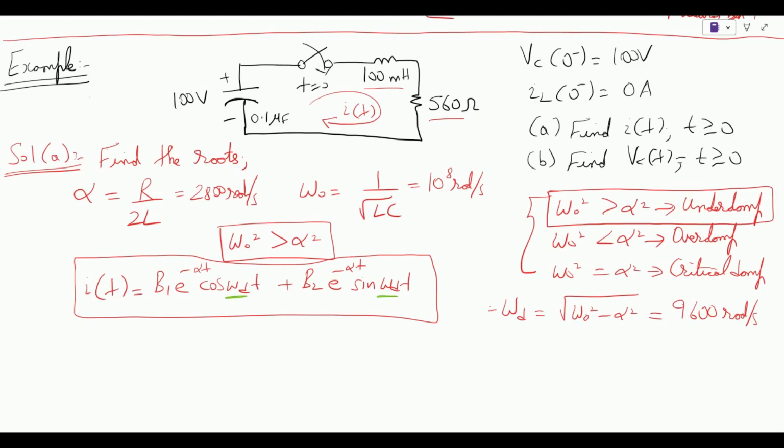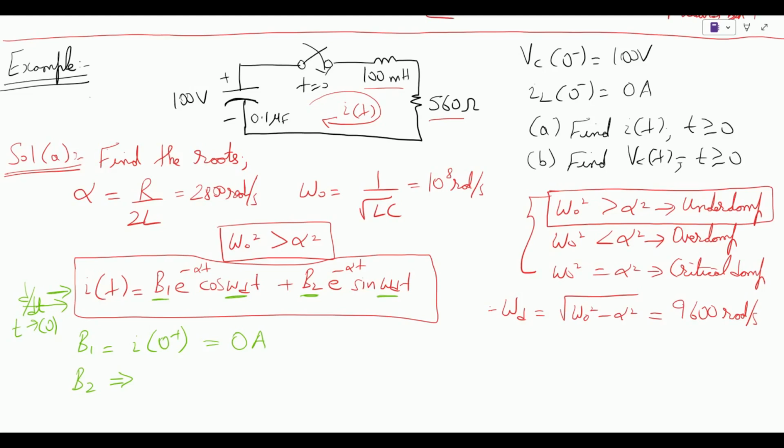Now we need to figure out the coefficients B1 and B2. B1 depends upon the initial current. In this equation, if we put time equal to 0, we get B1 equal to the initial current. The initial current given is 0 amps, so our first coefficient is 0. Now let us find the second coefficient B2, which is found by again taking the derivative of this base equation and then putting time equal to 0.